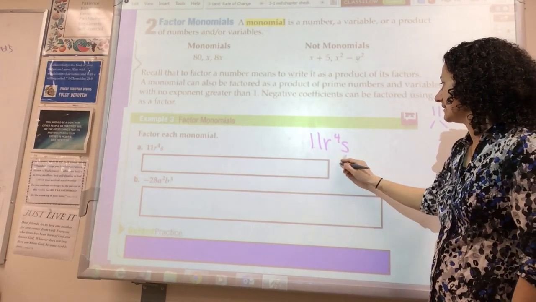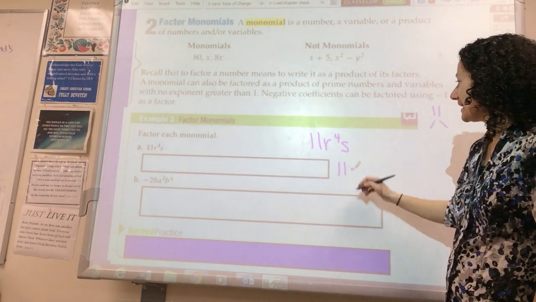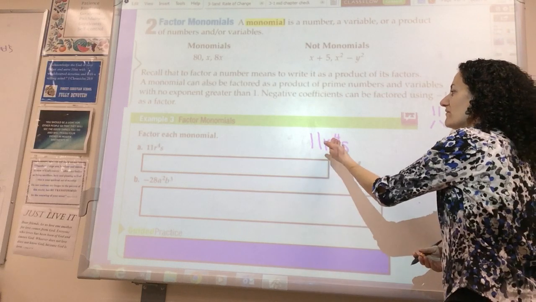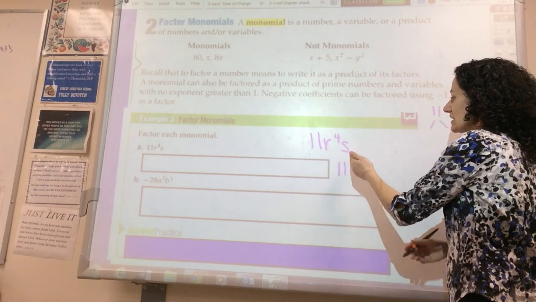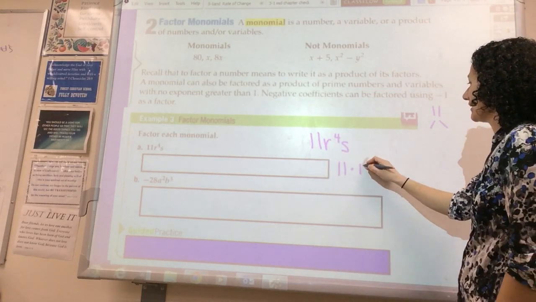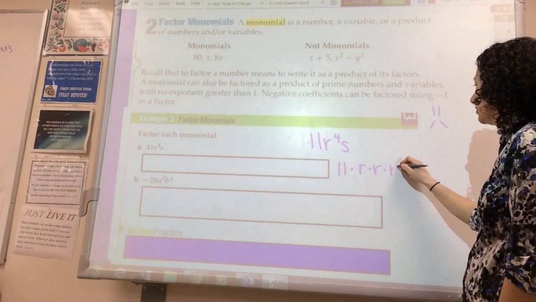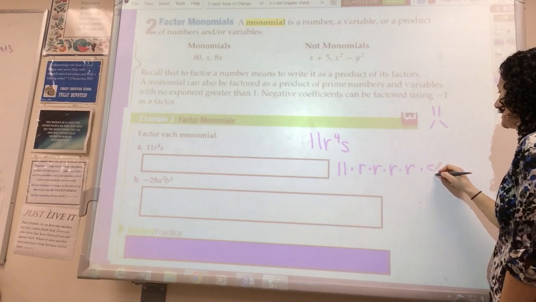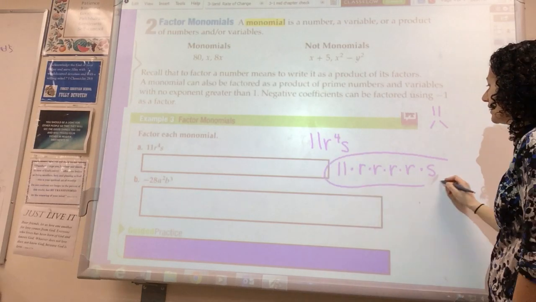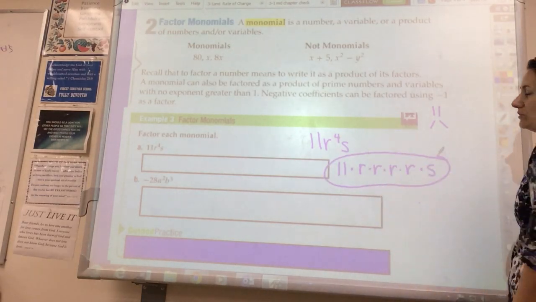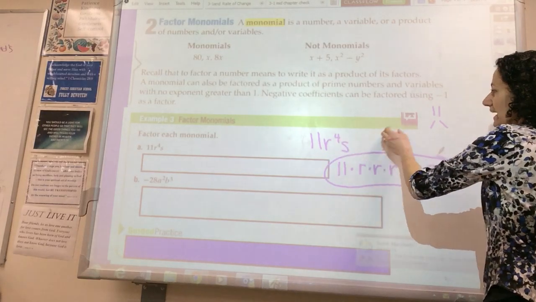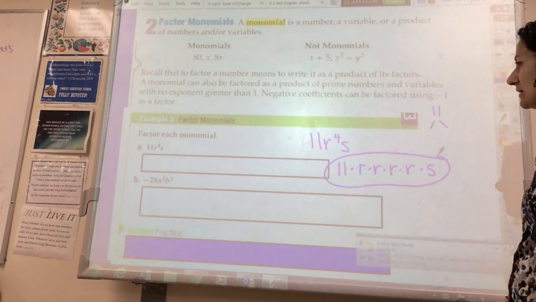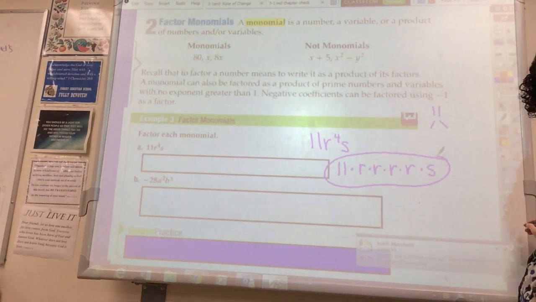So I leave that 11 times, and then I'm simply going to factor out these letters. There are 4 r's, so I'm going to write r times r times r times r. That's simple. And there's 1 s, times s. This is what we call prime factorization of a monomial. Simply writing out all the letters. That's it.